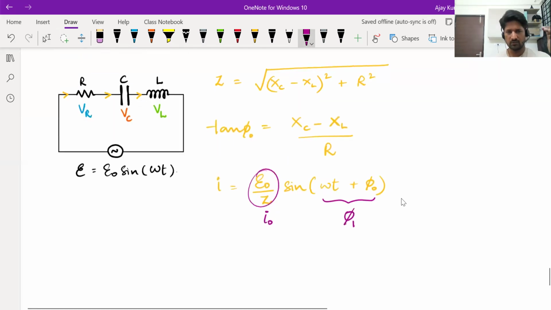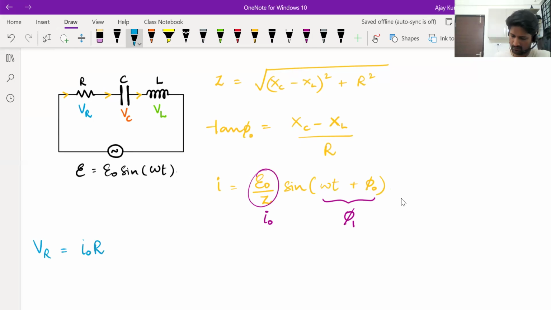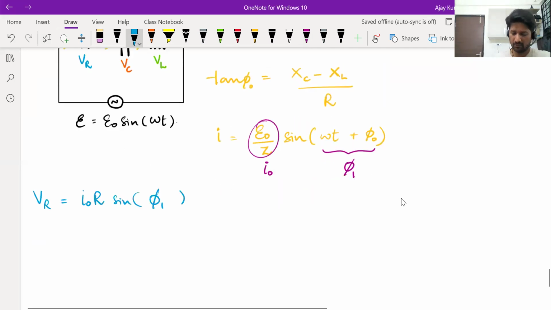Then you can write the voltage across the resistor, capacitor, and inductor. The voltage across the resistor will be I naught into R, with the same phase as the current. Observe the peak value of voltage across the resistance is I naught R, that is E naught by Z into R. And it's a sinusoidal function.